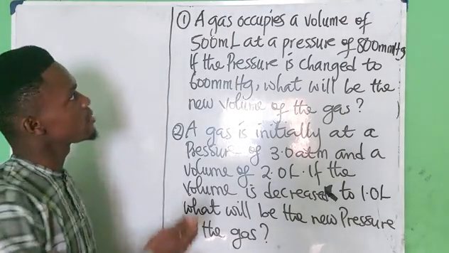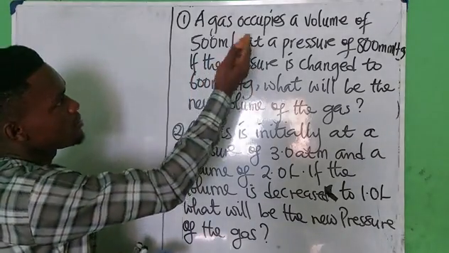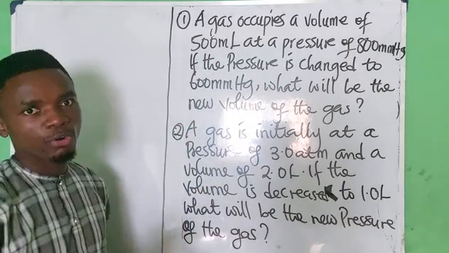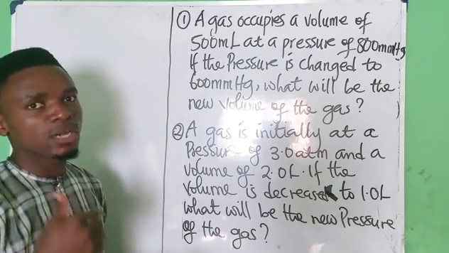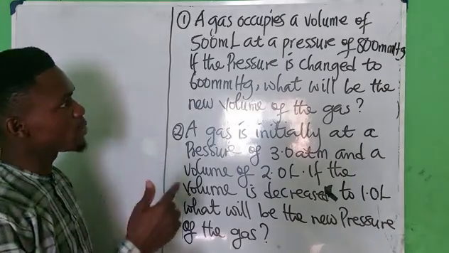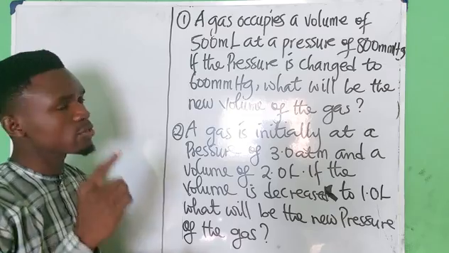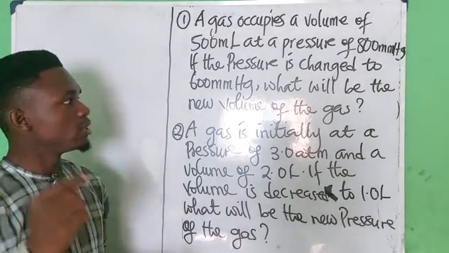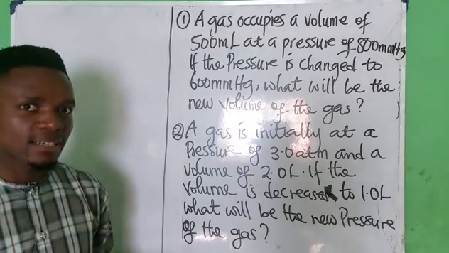So in today's video, we shall be looking at two questions on gas laws. The first one says, a gas occupies a volume of 500 milliliter at a pressure of 800 millimeter mercury. If the pressure is changed to 600 millimeter mercury, what will be the new volume of the gas?